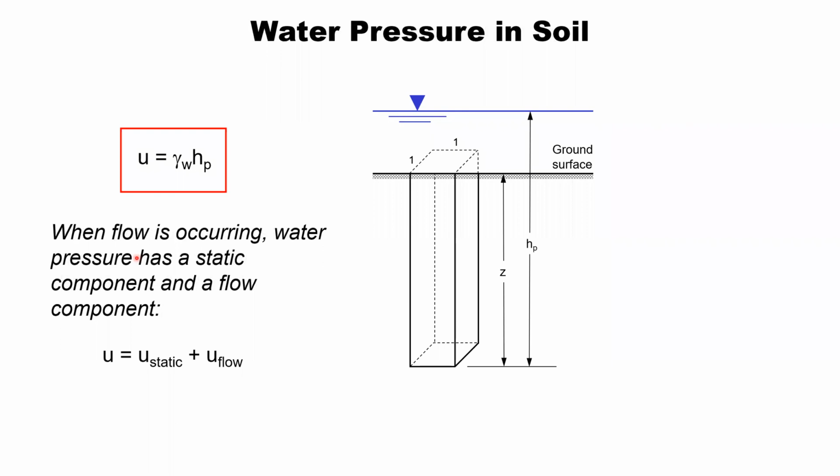However, there may be flow occurring in many tailings facilities. There may be flow toward the perimeter dikes. If you've got a permeable foundation material, there may be flow vertically downward through the tailings. And so in those cases, we have to account not just for the static or hydrostatic conditions, but also for the effect of flow on the water pressures in the soil.